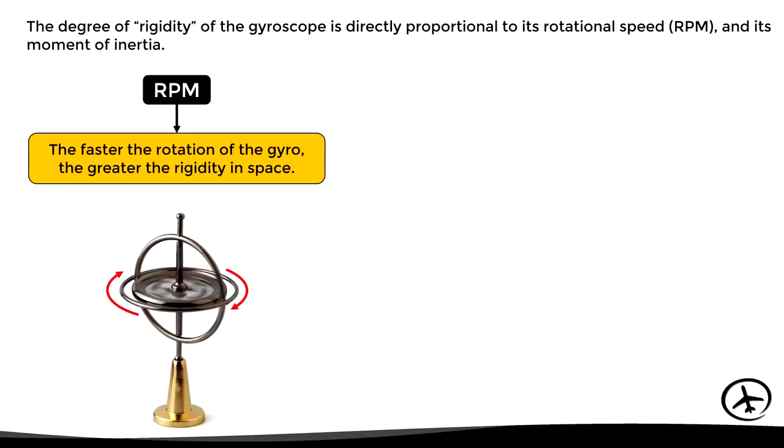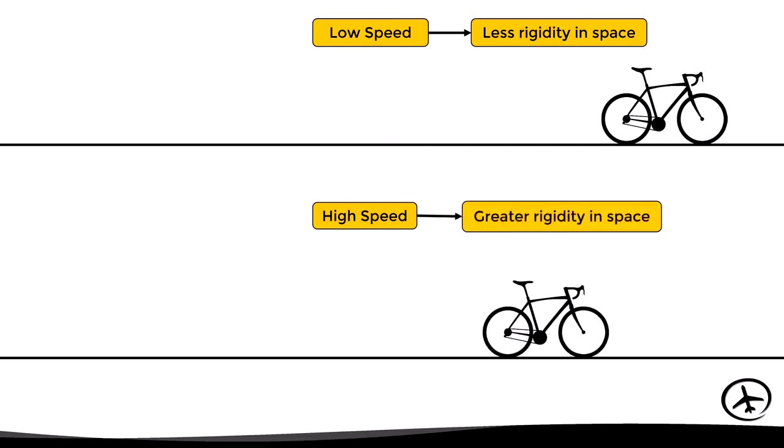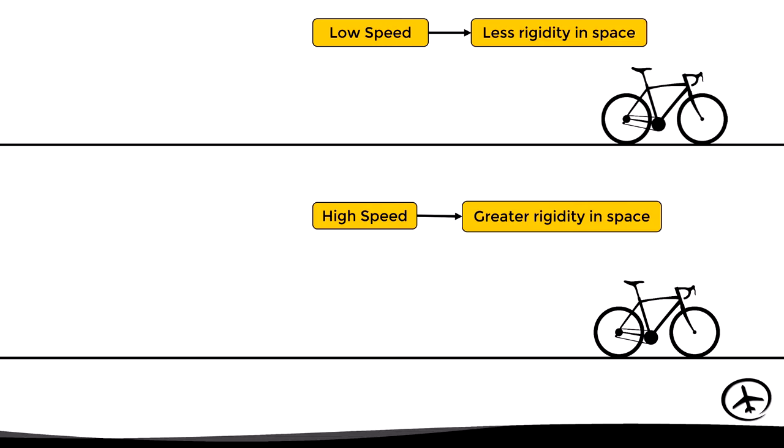Now, the degree of rigidity of the gyroscope is directly proportional to its rotational speed, or RPM, and its moment of inertia. This means that the faster the rotation of the gyro, the greater the rigidity in space and vice versa. We can even experience this in everyday life when riding a bicycle. Since in this case, if we ride the bicycle at a low speed, the wheels will spin slowly, which means that they will present less rigidity in space, and therefore the bicycle will be less stable. On the other hand, if we ride the bicycle at a higher speed, the wheels will spin faster, and therefore they will present more rigidity in space, making the bicycle more stable.